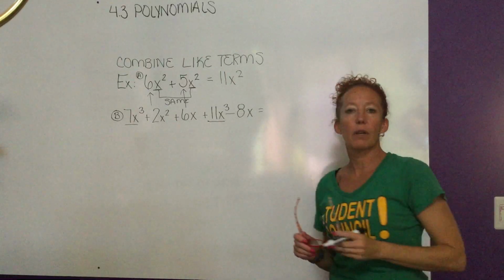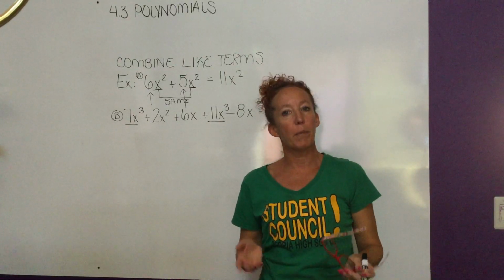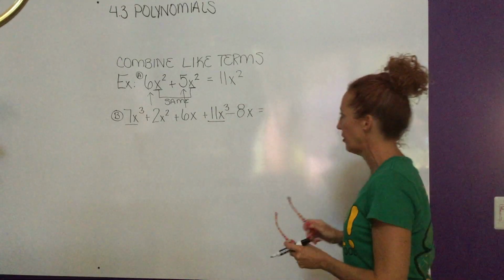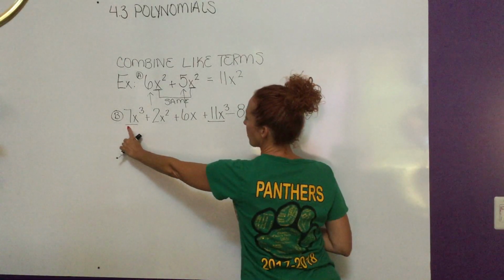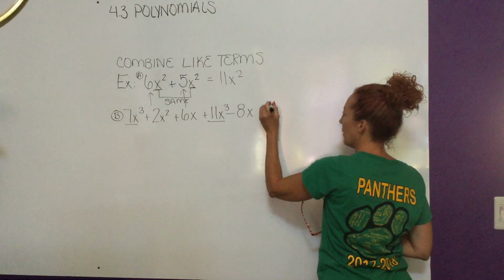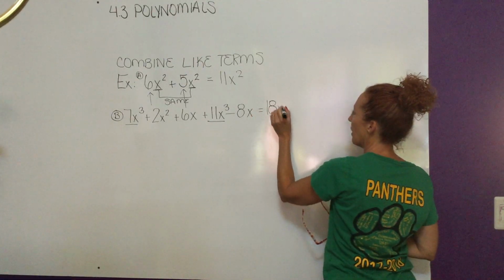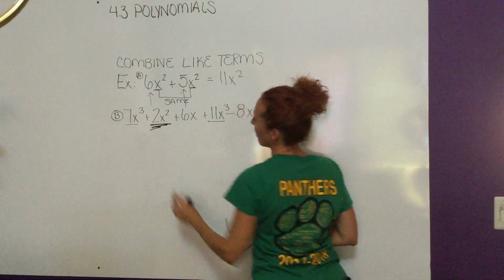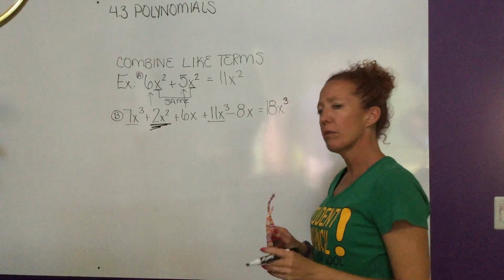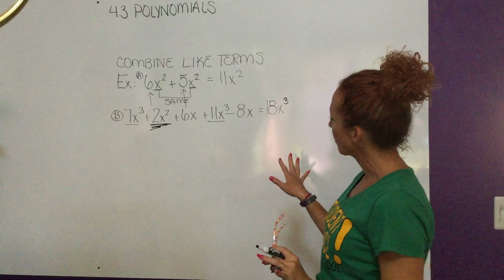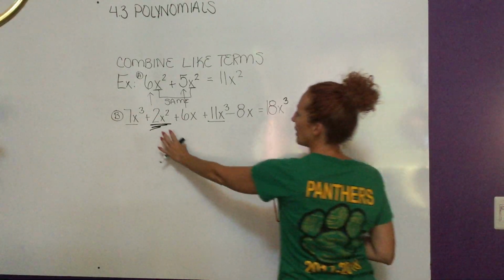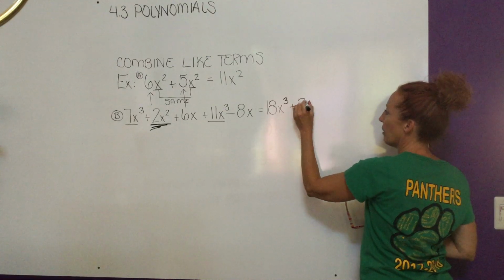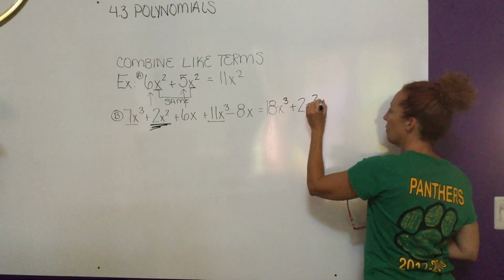Both of those terms are x to the third, so we can combine the coefficients. Notice the exponent doesn't change. All that we're doing is adding the 7 and the 11, making it 18x to the third. And then we're looking, are there any other terms with an x squared? I actually don't see anything, so this isn't going to change. We're just going to recopy it, it's just going to come along for the ride.